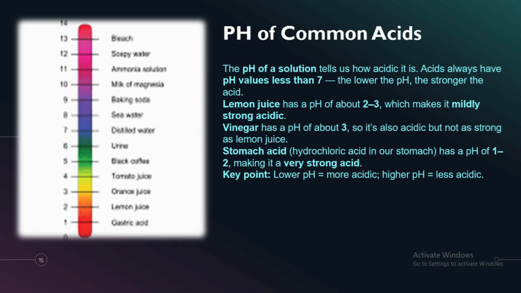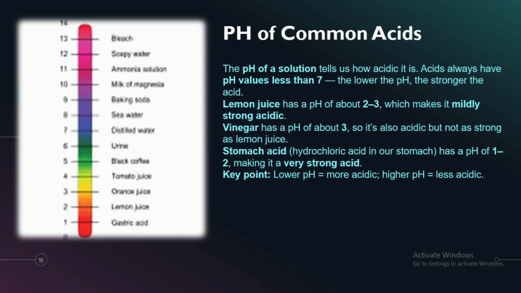Now, the pH of common acids. The pH of a solution tells us how acidic it is. Acids always have pH values less than 7. So the lower the pH, the stronger the acid. For example, lemon juice has a pH of about 2 to 3, which makes it mildly strong acidic.